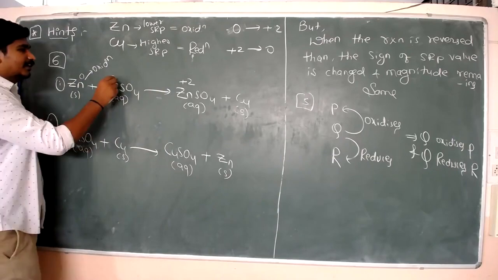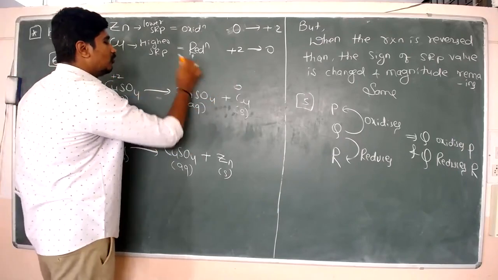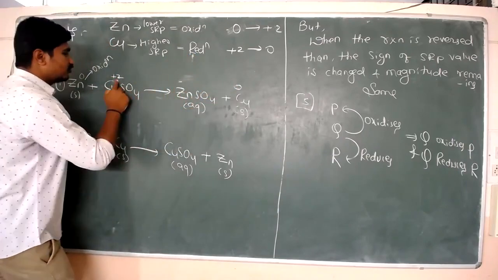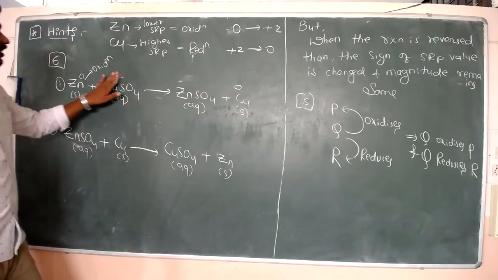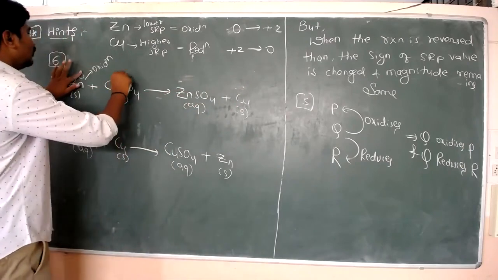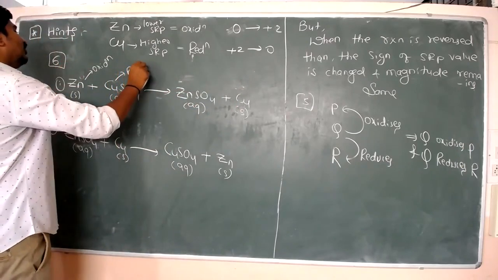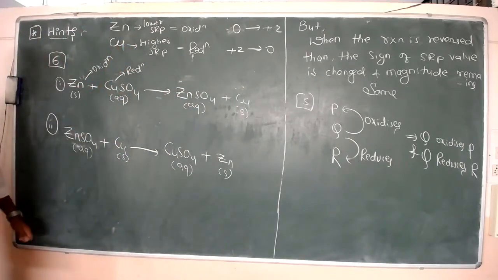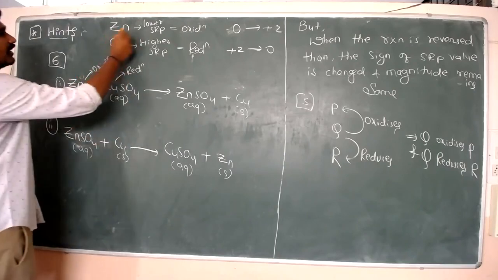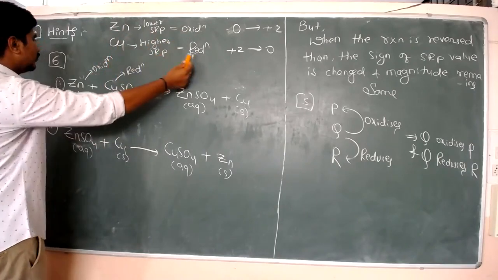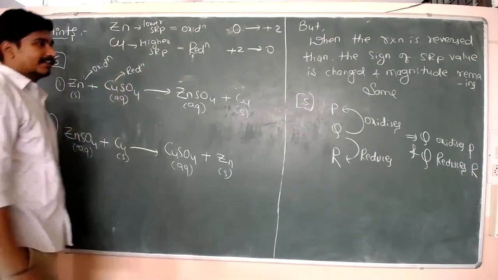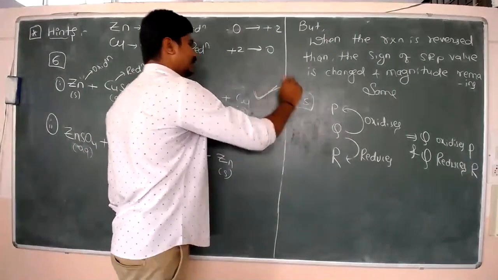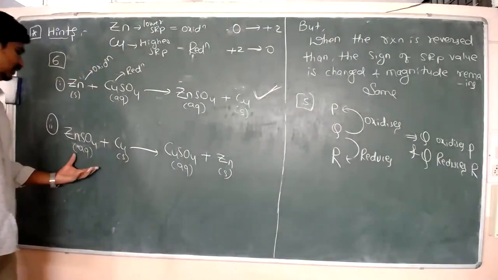What about copper? Here it is +2. Here it is 0. What about the oxidation number of copper? Here +2 to 0. Means oxidation number is decreasing. Therefore, I can say that copper undergoes reduction. Now is it correct or wrong? Just check. According to SRP values, zinc should undergo oxidation, copper should undergo reduction. That is only happening. Therefore, this reaction is correct.